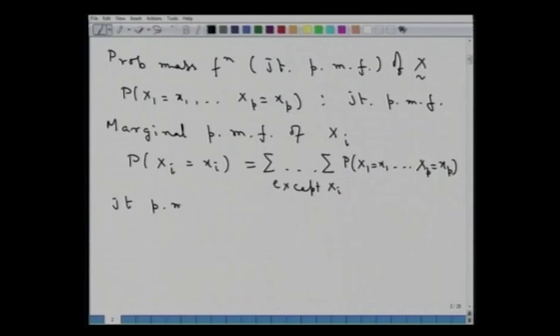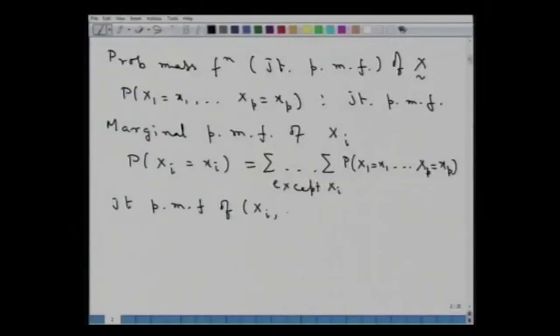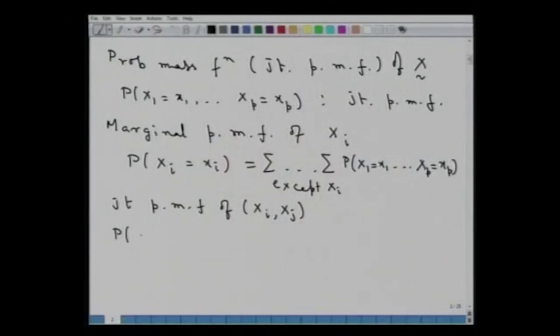Now, in a similar way, one can actually define the joint probability mass function of any set of variables taken from this multidimensional random vector X1, X2, ..., Xp. Say the joint probability mass function of two random variables Xi and Xj taken from this multidimensional random vector x is defined in a similar way to what we had defined for the marginal probability mass function of one random variable. So this can be defined as the probability Xi equal to xi, Xj equal to xj. This is a sum, which is a p minus 2 fold sum over all the variables except Xi and Xj, of the joint probability mass function of all the random variables.